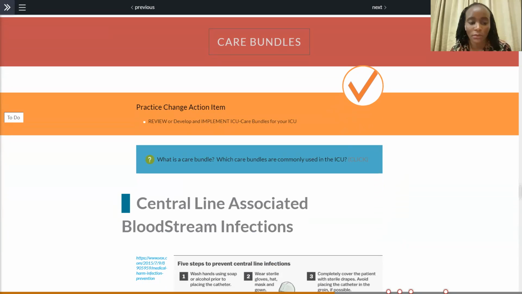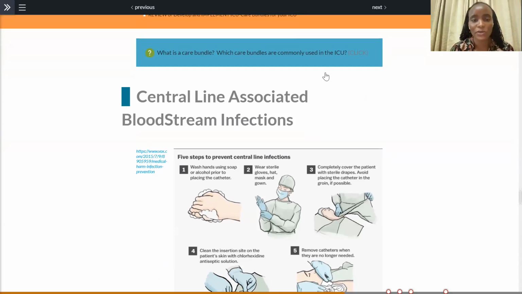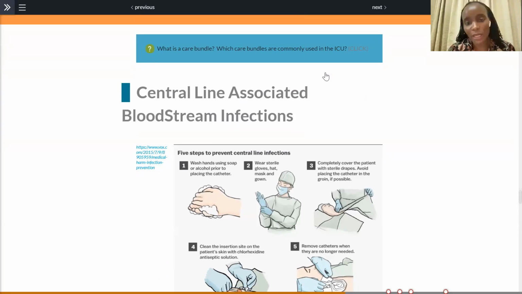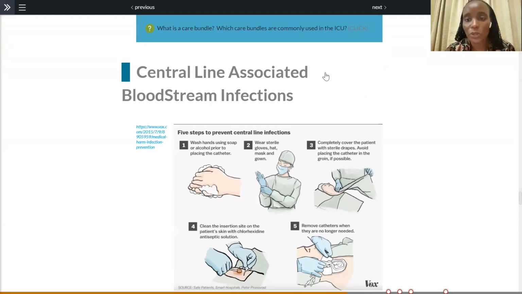Thank you, Eunice, for that informative session. It was quite detailed. Thank you for the insights. So here we're talking about care bundles. In the ICU, we have plenty of care bundles. You have the central line associated blood care bundle. You have the UTI care bundle. There are very many ventilator bundles. So there are all types of bundles. So what is a care bundle? And each care bundle is commonly used in the ICU.